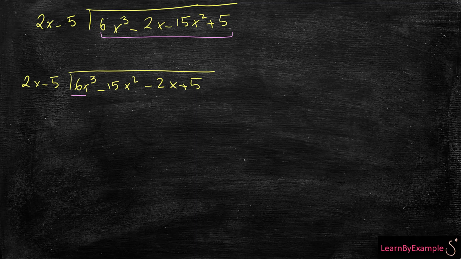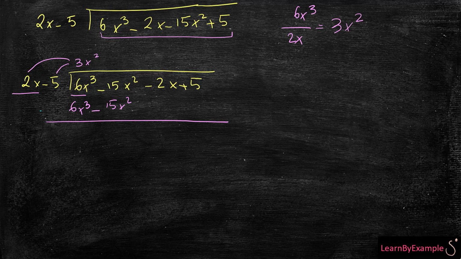So I take the first term divided by the first term. So I have 6 divided by 2. It's 3x cubed divided by 1x. It's just x squared. So I will have a 3x squared. Multiply it by the first term and the second term. So I will have 6x cubed minus 3 times 5 is 15x squared.